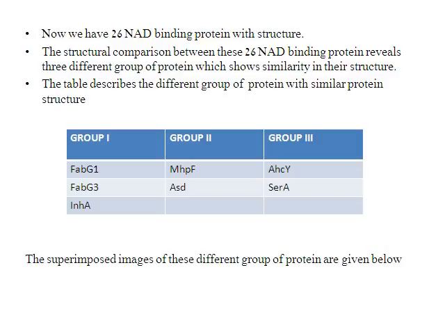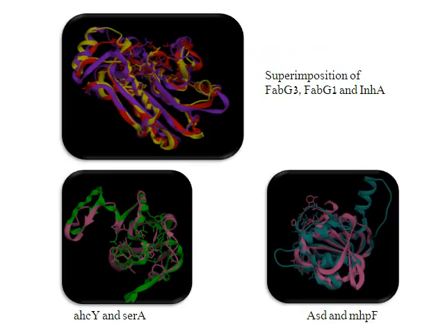And this is the superimposed image of all three different groups. In the first image, the violet color is FabG3, yellow is FabG1 and red is INHA. And in the second image, green is AHCY and violet is SCRA. And in the third image, blue is AST and pink is MHPF.